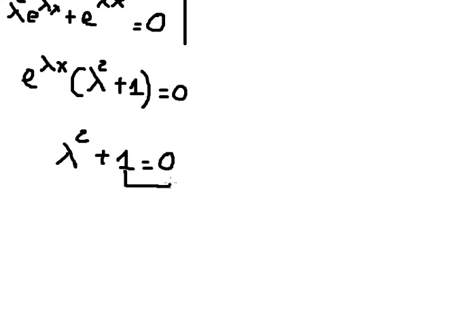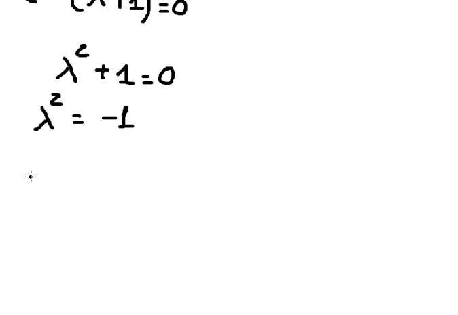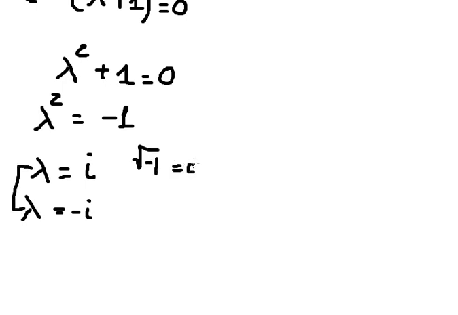And now I will put number 1 to the right. And now we take the square root of both sides. So we have lambda equals i and lambda equals negative i, because the square root of negative 1 equals i. This is about the complex numbers here.